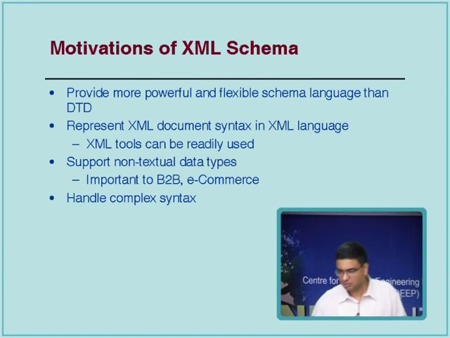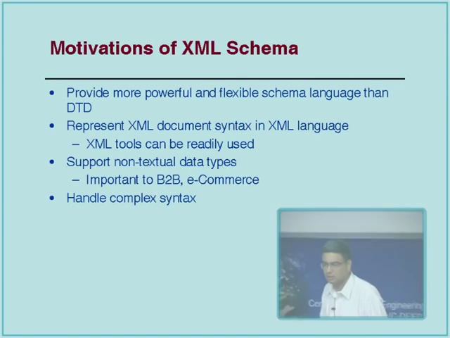Non-textual data types, which are very important to B2B and e-commerce. So for example, numbers. In XML, you could only describe strings of characters, right? Eventually, that has to be translated by a parser from a string to an integer. Here, there is a type system that is actually embedded. There is a data model that is provided for the XML schema, right? And much more complex syntax.